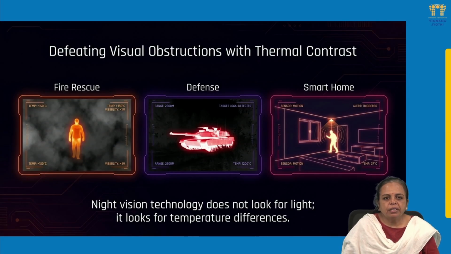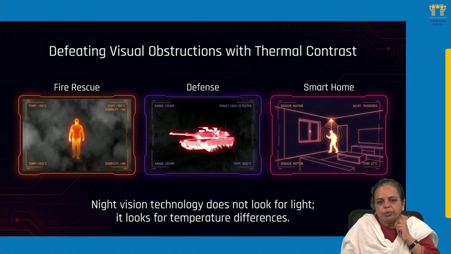So these are the three examples. In fire rescue, we are using it; in the defense area, we are using it because in defense, so many activities go on only in the dark. And in the smartphone and smart home, we use a lot of remote controls and all these things, so that comes from the smart home. So these are the major applications that we are using.